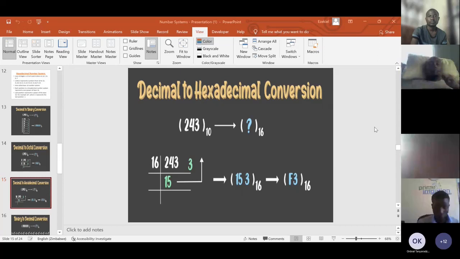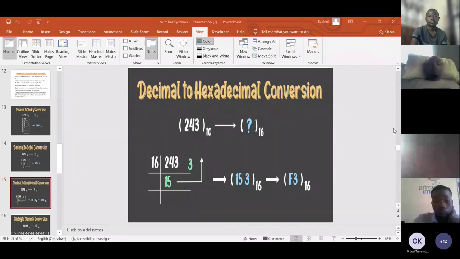Decimal. When converting decimal to hexadecimal, we take the digits in the decimal, which is 243 base 10, to turn it to hexadecimal. We have to divide it by the hexadecimal base, which is 16. So if we divide 243 by 16, it is 3, remainder 15.